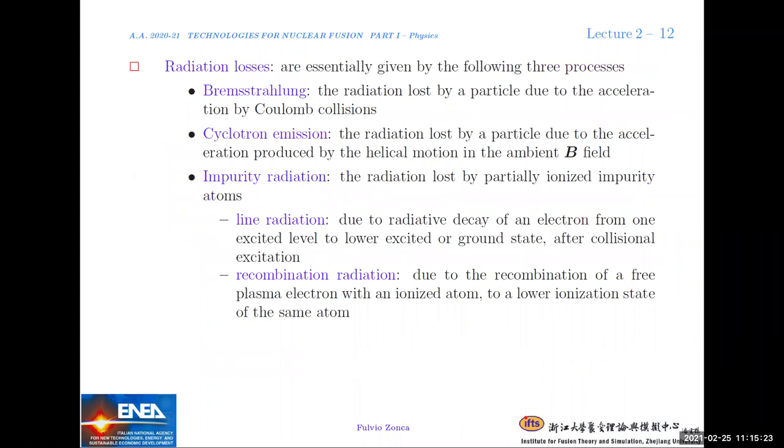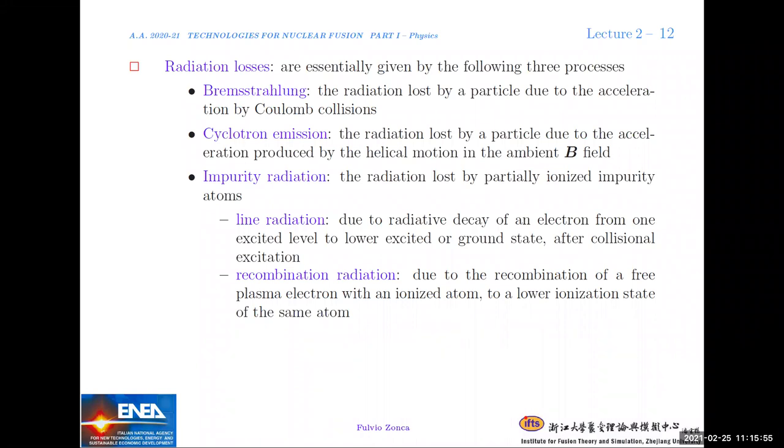So classifying the radiation losses in more detail, there are essentially three types of processes. There is the Bremsstrahlung. I mentioned it yesterday already. It is essentially due to the fact that a particle is undergoing acceleration by the Coulomb collision. We dealt with the Coulomb collision in great detail yesterday. We even derived the Rutherford cross-section for the Coulomb collision.